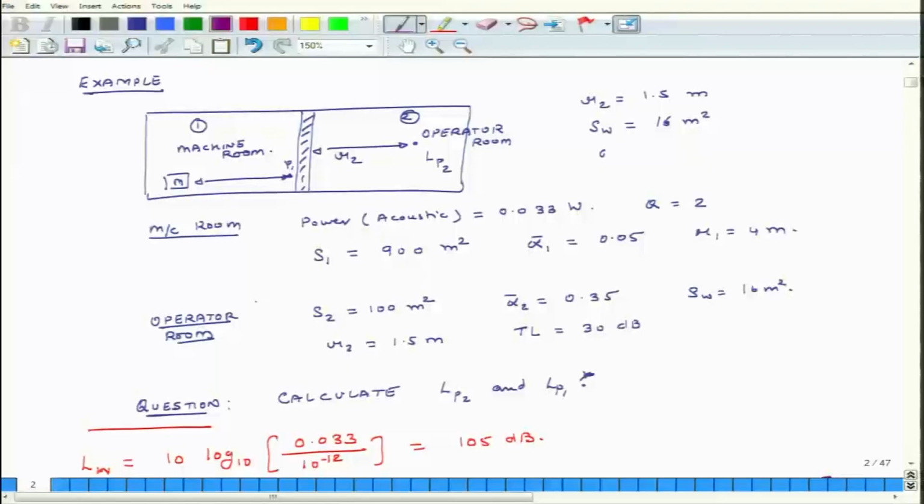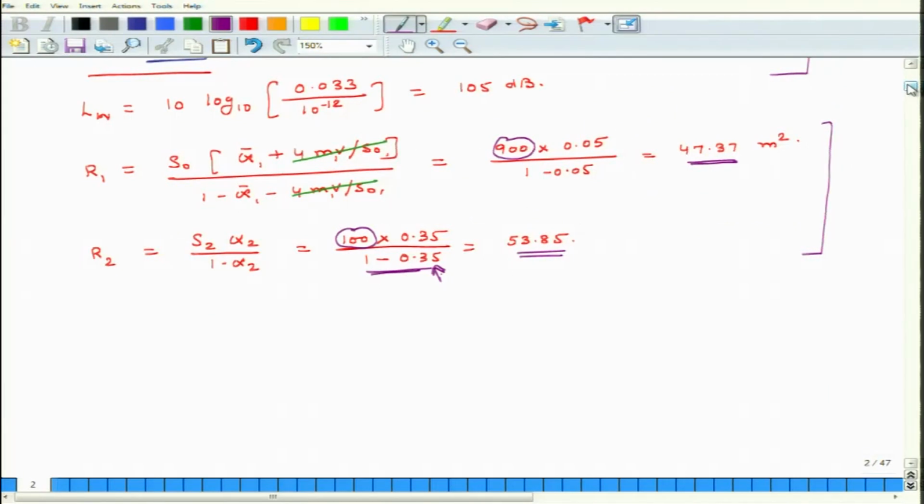So, this is the problem definition which we had described earlier, and to compute the values of sound pressure level in room 2 and room 1, we had to compute three important parameters LW, R1 and R2, which are the room constants. And now that we have done those calculations, we will continue our discussion and we will compute the sound pressure level in the two rooms.